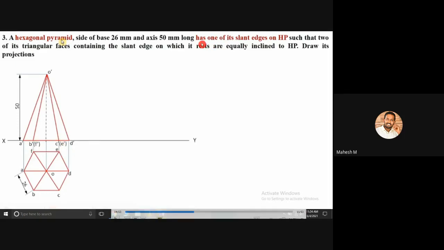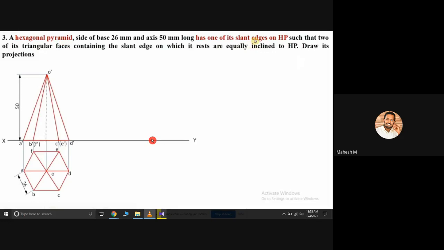So our condition is one of its slant edge on HP. That means similar to our previous cone problem. So in our cone problem, we have discussed about generator on HP. Okay, so here also it is similar because here we are calling it as slant edge. In our cone problem, we have discussed it about generator. Similar, just like how I drew the generator, it is the same. So you can place this vertical line, sorry, this inclined line exactly on this reference line.